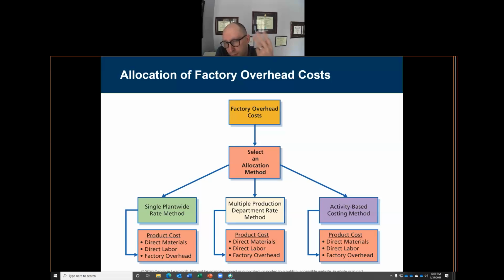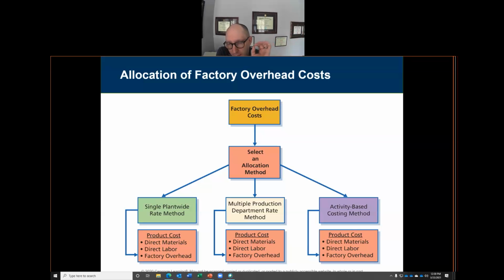There are three primary methods that we use to allocate factory overhead costs to a product. The first method is called the single plant-wide rate method. This is where we apply the same rate of overhead to all products that we produce. Same exact. Doesn't matter how long the product takes to make, doesn't matter the amount of materials or labor or anything like that. Single plant-wide rate method, we just take the same rate and apply it to all products.